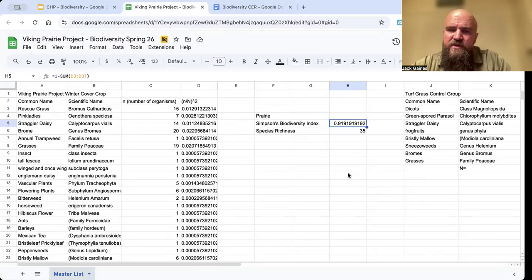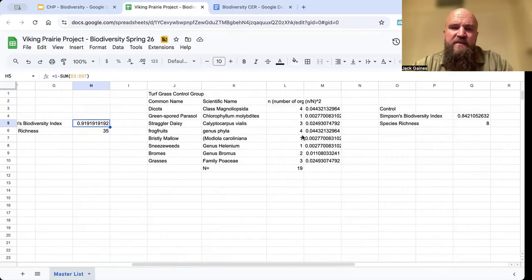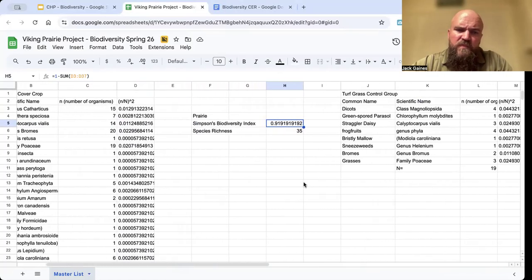We also have our species richness, which I just counted up and then put that number there. And we have the same thing for our turf grass control.